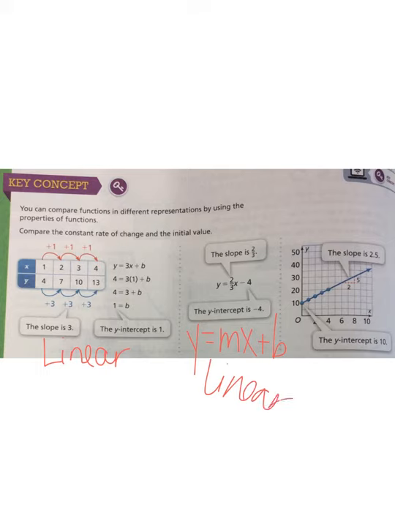It has a constant rate of change with an initial value. And then our graph. We know our graph is linear. How do we know? Because it's a straight line. And they found the slope and the y-intercept for us there. So we're going to identify and compare slopes and y-intercepts. And we're going to identify if our graphs, tables, and equations are linear or nonlinear, and if they're functions or not. So we'll do the practice in class.